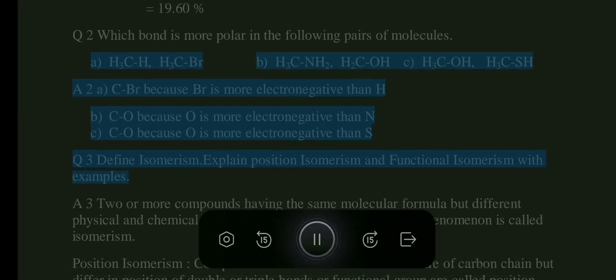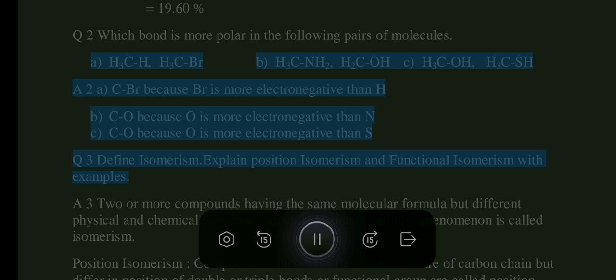A. H3C-CH3, H3C-Br, H3C-NH2, H2C=O, H3C-O... In the C-Br bond, Br is more electronegative than C; in the C-O bond, O is more electronegative than C.